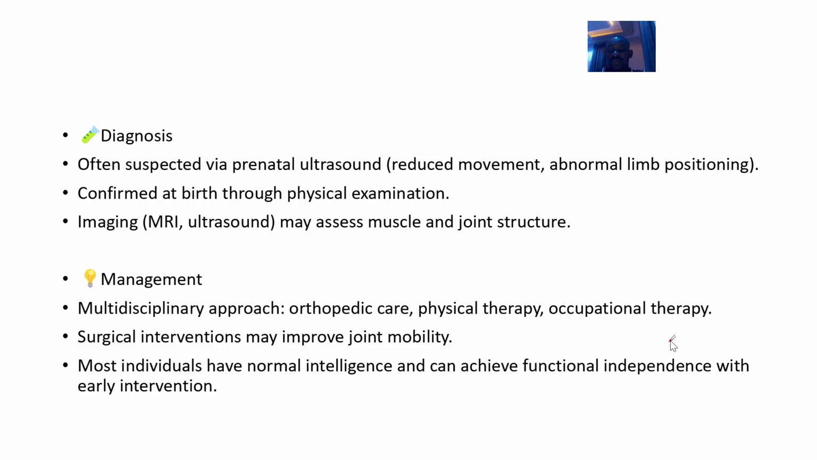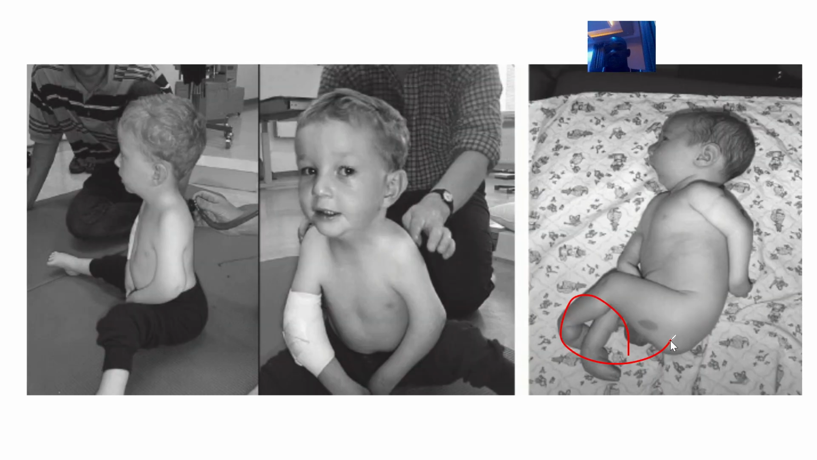Management: the person needs orthopedic care, physiotherapy care, occupational care, surgical interventions to improve joint mobility, and all of that. So apart from the physical issues in the muscles and the joints, such individuals with this condition have normal intelligence, all right? They don't have problems with reasoning, understanding, speaking, and all of that.